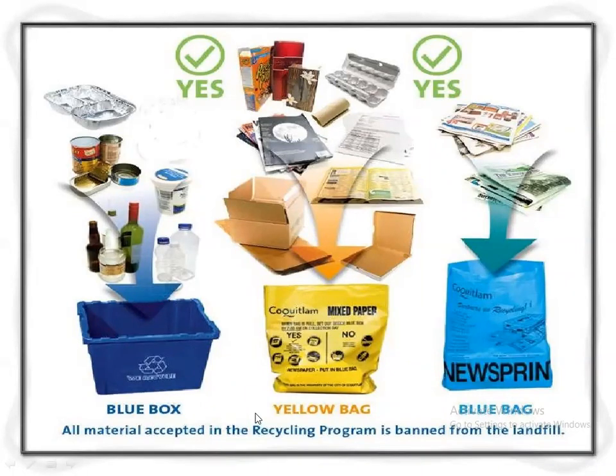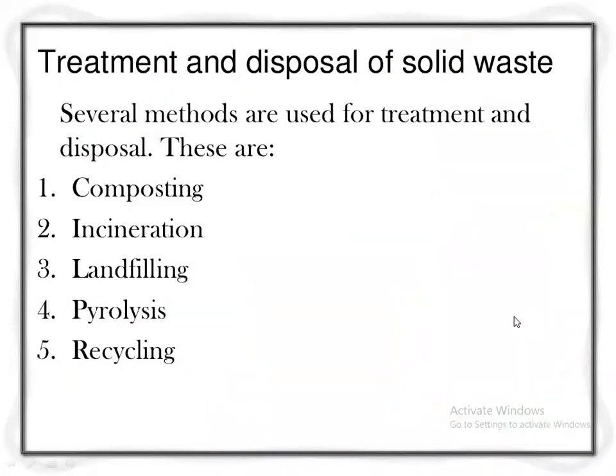In the blue box, glass bottles, medical waste, and plastic bottles are collected. Then paper boxes or any plastic materials are dumped into the yellow bag. In the blue bag, newspapers or any papers, etc. are dumped.